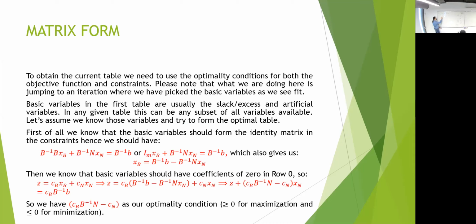All I have to do is just multiply this with the inverse of B from the left side, so that I can get rid of that B and identity matrix comes into play. So when I multiply everything here with the inverse of B, I get XB, which is an identity matrix here. I don't need to write this one, but still easy to remember. XB plus B inverse N, Xn, is equal to B inverse b. Now, what does this give me?